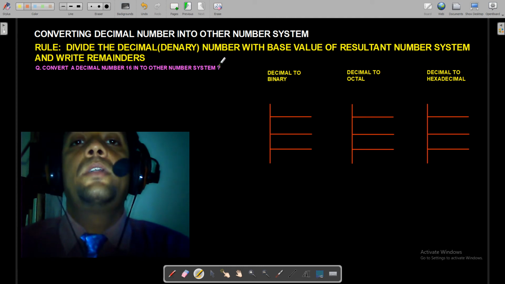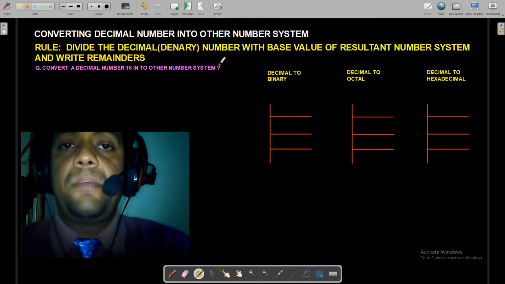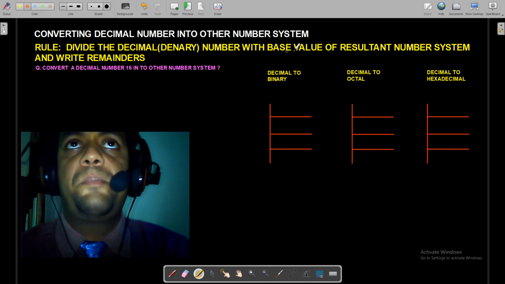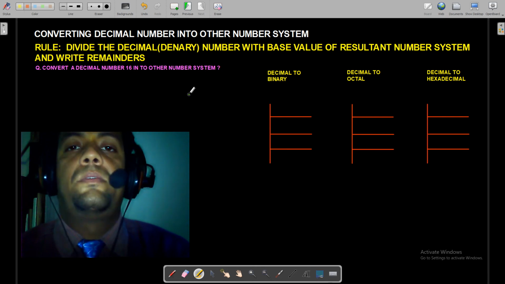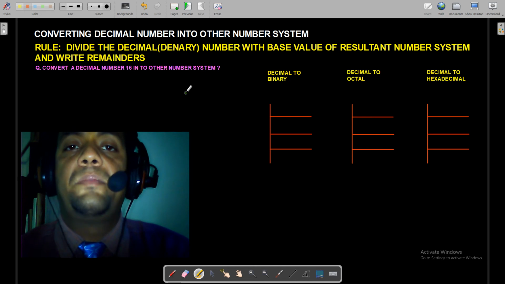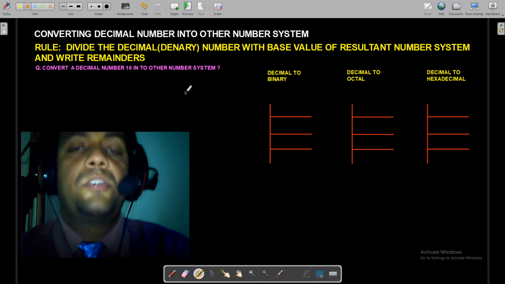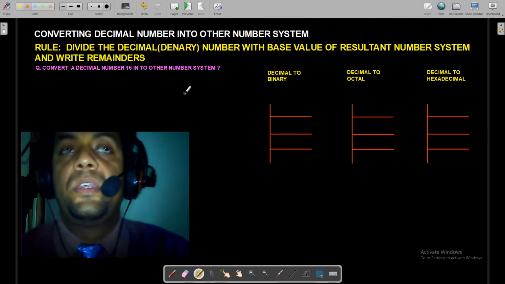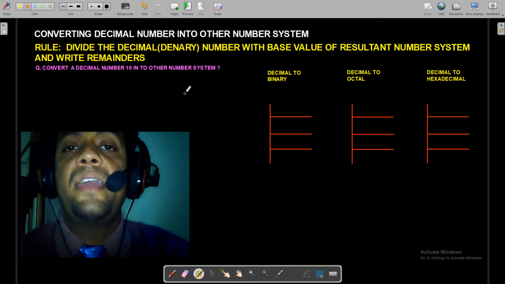Okay, to convert any decimal number into another number system there is a very simple rule. Divide the decimal number by the base value of the resultant system. What does it mean? If somebody says convert a decimal number into the binary number system, what is the base value of the binary number system? It is 2. So we will divide our number by 2.